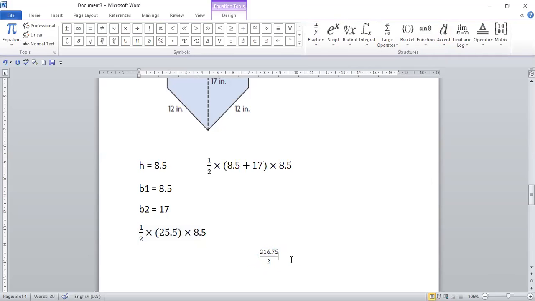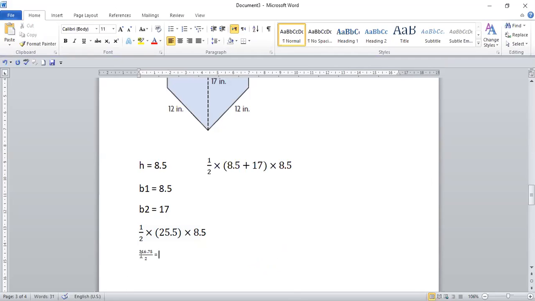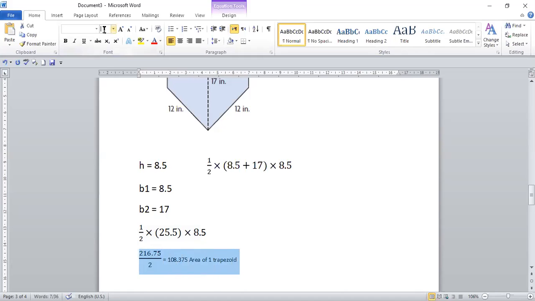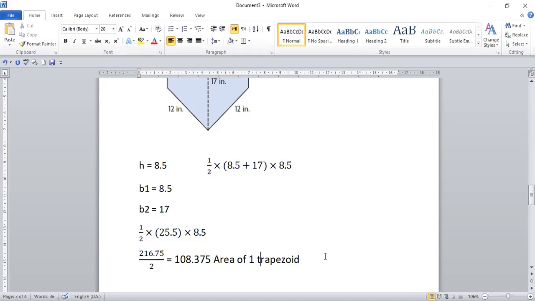Now, 216.75 divided by 2 is going to give you 108.375. Okay, now once you have 108.375, this is the area of one of the trapezoids. Now we need to find the area of two trapezoids. So what are we going to do? We will multiply this by 2. That's all we will do.